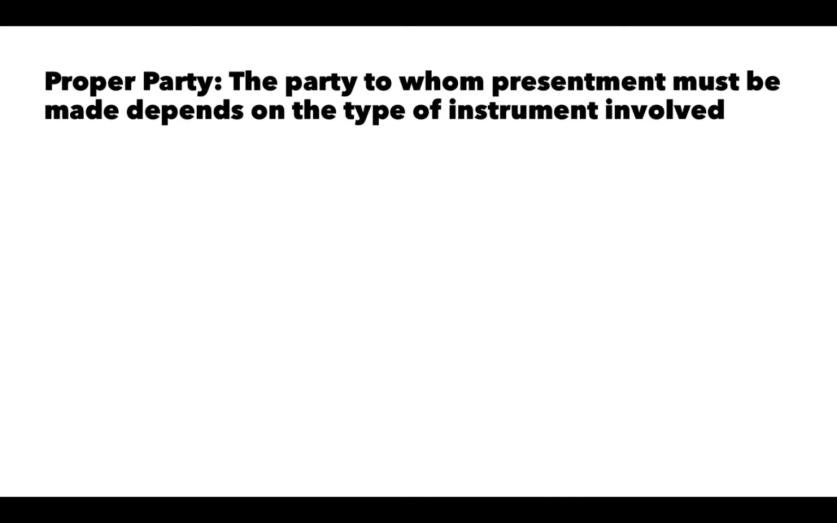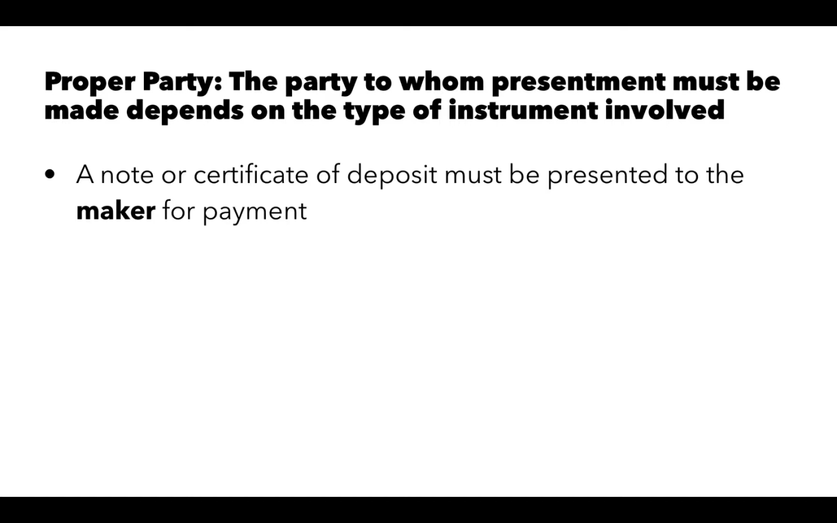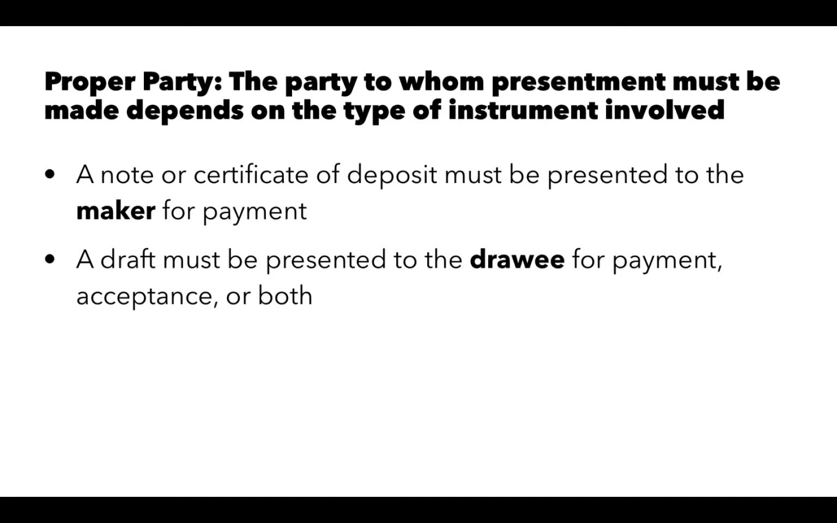Now, who is the proper party? The proper party in this case is the party to whom presentment must be made, depending on the type of instrument. So for a note or a certificate of deposit, the maker is the proper party to whom presentment must be made, the party who signed the note originally, who made the promise to pay. A draft must be presented to the drawee for payment, acceptance, or both, the drawee being the bank ordinarily.